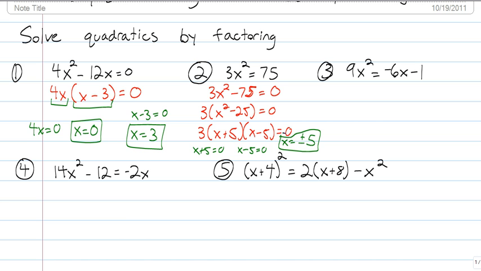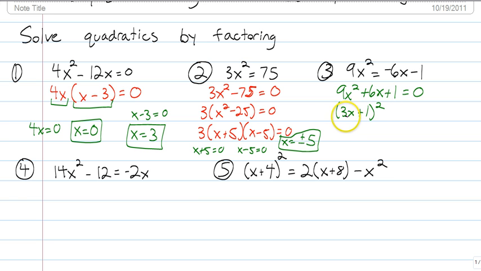For this next problem, we have to move everything over to one side. Again, we want to get everything equal to 0. And this actually turns out to be a perfect square trinomial. The square root of 1 is 1. The square root of 9x squared is 3x. So I'm going to just try this to see if that is it.